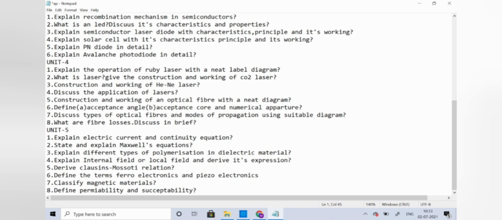Next, coming to the fifth question, explain PN diode in detail. Please note that PN junction semiconductor is slightly different from the PN diode, so please go through it. Next, explain avalanche photodiode in detail. Yeah, we can learn it easily and we also have it in Inter.